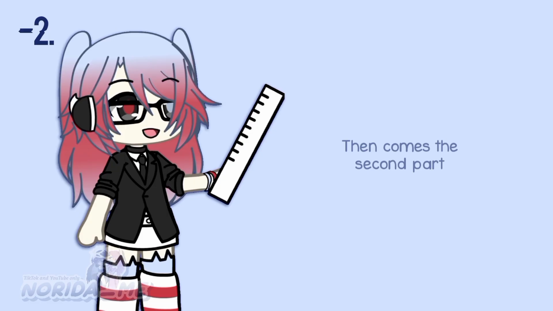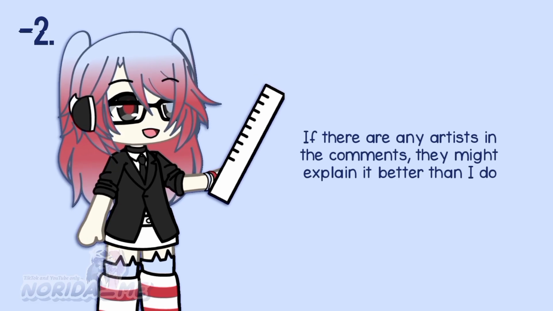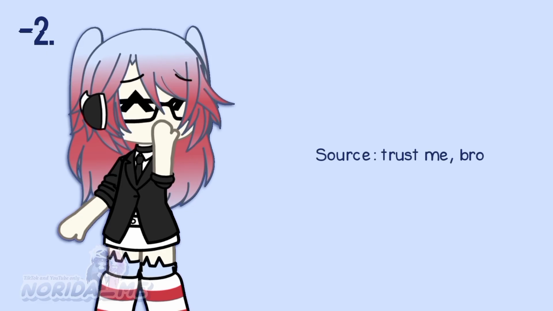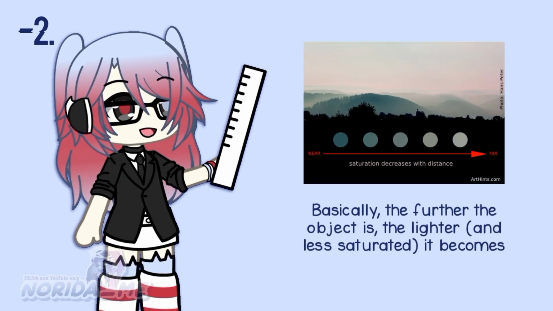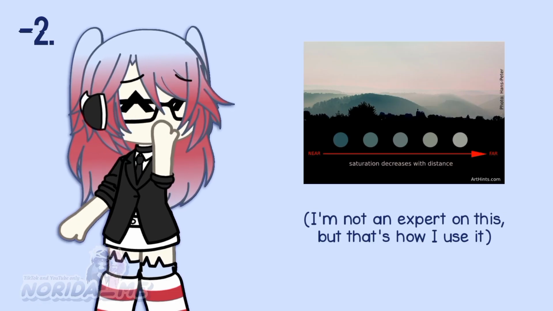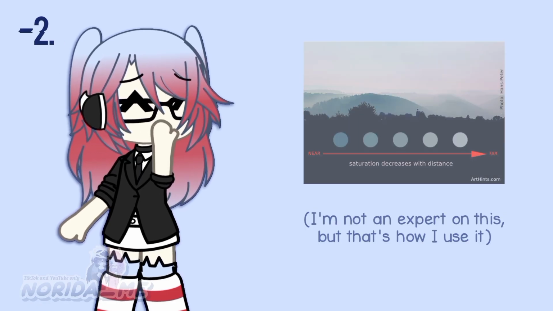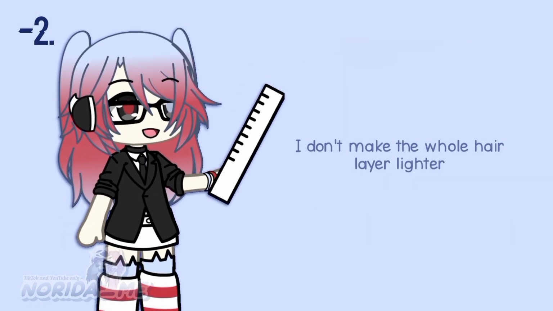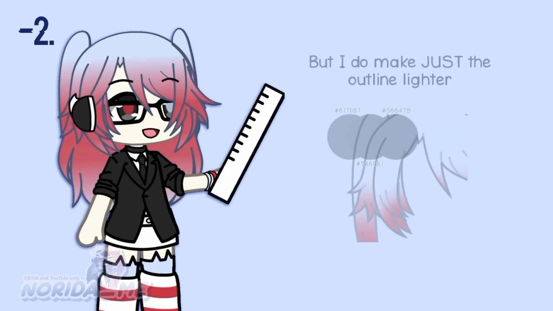Then comes the second part. If there are any artists in the comments, they might explain it better than I do, but it's just a thing. Source, trust me, bro. Basically, the further the object is, the lighter it becomes. That's most likely not entirely how it works, but that's how I use it. I don't make the whole hair layer lighter, although you can do that too, but I do make just the outline lighter.